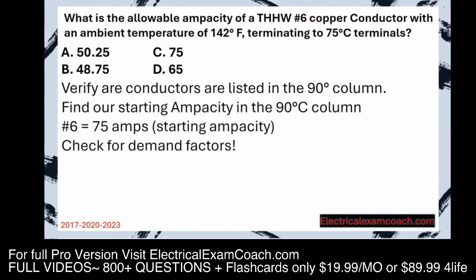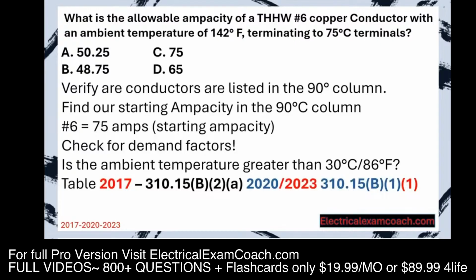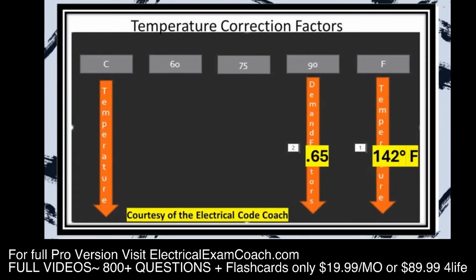Now we're going to check for demand factors. Is the ambient temperature greater than 86 degrees Fahrenheit? It is, so there will be a demand factor. We're going to head to our respective table depending on our code cycle, and we're going to go find our correction factor. When we get there, we're going to start on the right-hand side because the question stated it in Fahrenheit. Then we're going to go down until we find our range of temperature. Ours was 142 degrees. Then we're going to slide over and find our correction factor. And remember, it's just a demand factor.